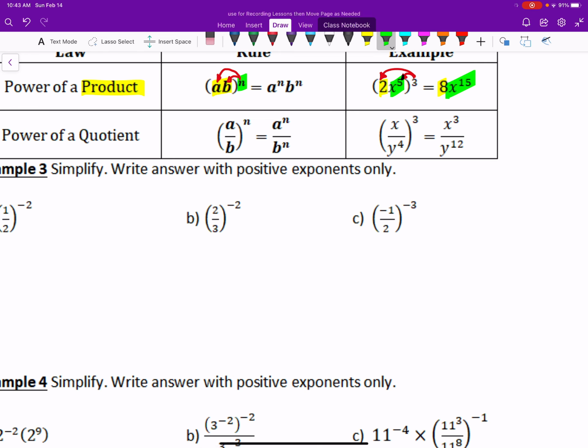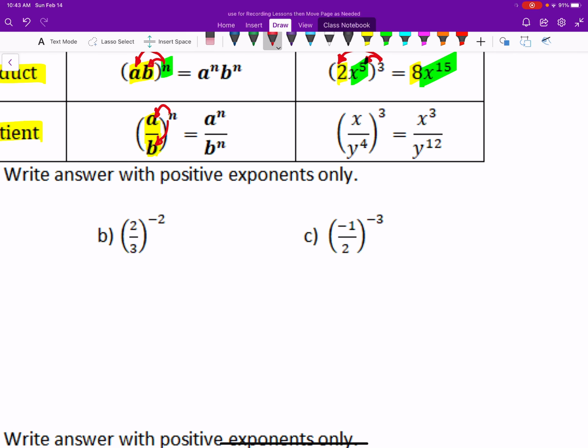And likewise, if we have a quotient, a division, we're going to raise the top and the bottom to the same exponent, n. So a over b to the n, if it's in brackets, becomes a to the n over b to the n. But it has to be in brackets. If it's not in brackets, then the exponent isn't on all parts. It's only on what it's beside. But in this example here, we can think of the x being raised to the exponent 3 and the y to the 4 being raised to the exponent 3.